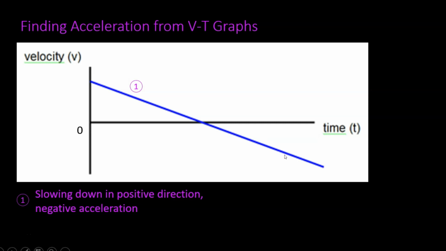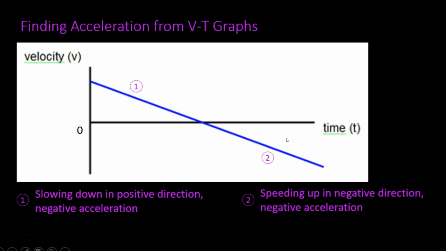Let's look at the second half of this line, which I'm calling region 2. The slope is still negative, so that's telling us that we're going to have negative acceleration, but let's look at how we would describe this. It's not slowing down because it's starting at 0 and increasing its velocity in the negative direction. So number 2, this region represents speeding up in the negative direction. And of course that's negative acceleration because anytime an object is speeding up, the acceleration is in the same direction as the motion.